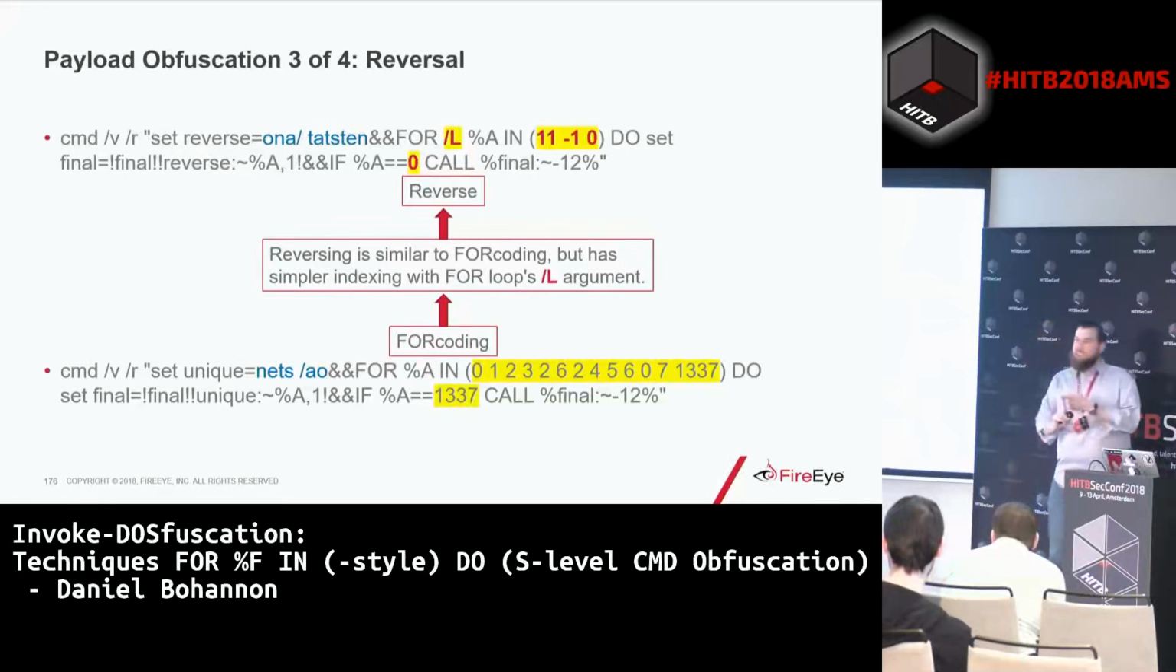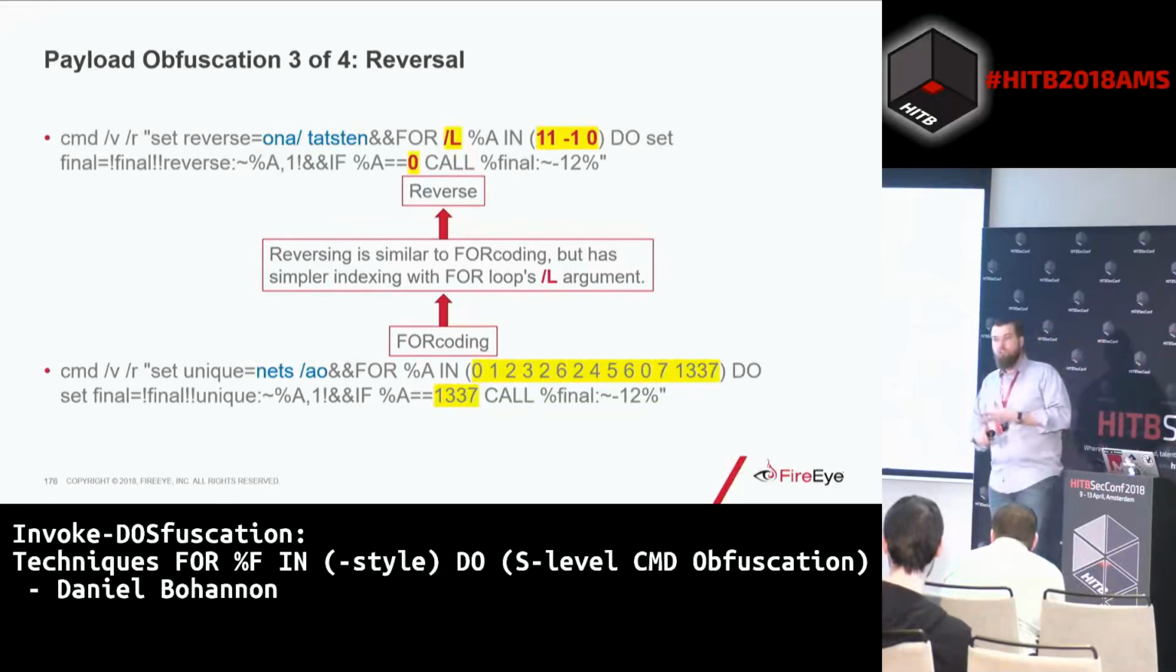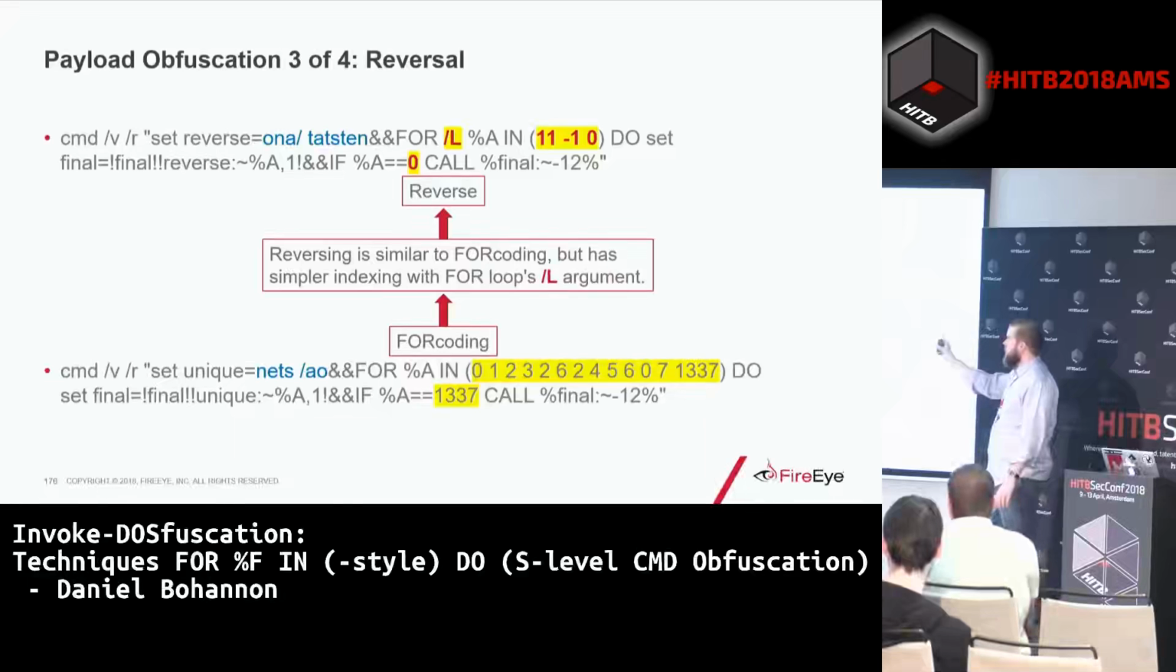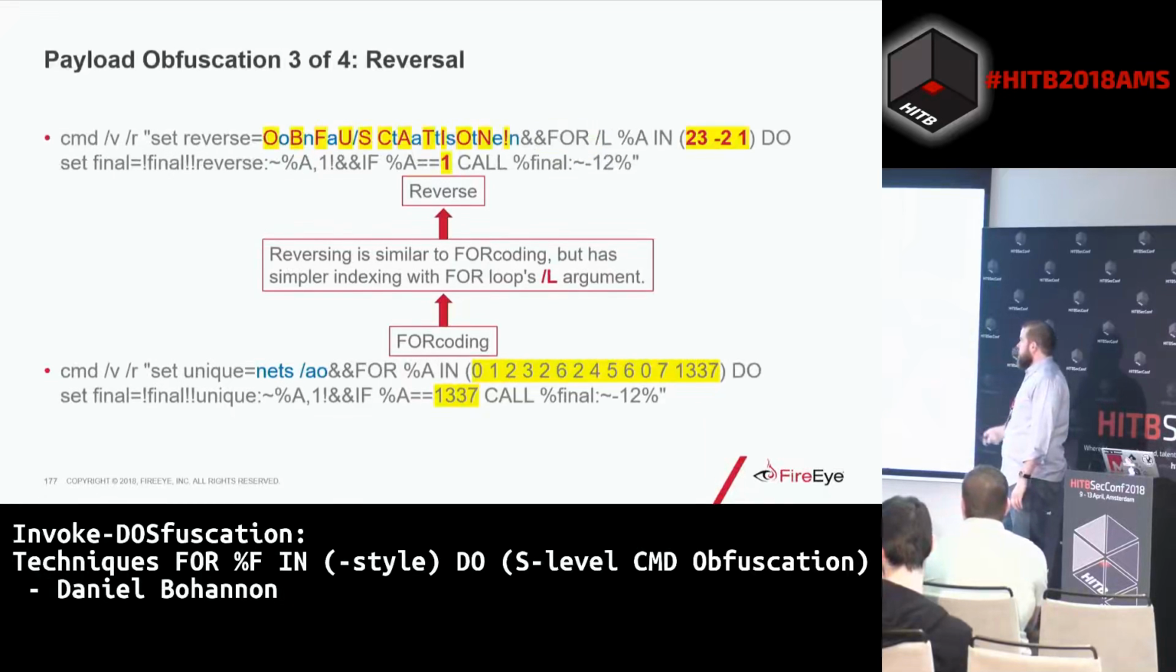So we talked about concatenation, we talked about for loop encoding, or forcoding. The third one is reversal, which is really similar. It's using the for loop, or introducing the /L. So instead of having to spell out all the indexes, we can just say start from this value, work backwards, decrement by -1 until you get to 0, and then you're done. So we basically put our command in reverse, and then it will reassemble it. And we can also add in garbage characters in there and update our values.